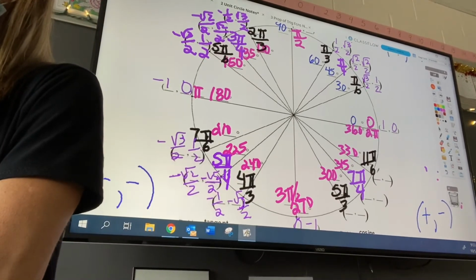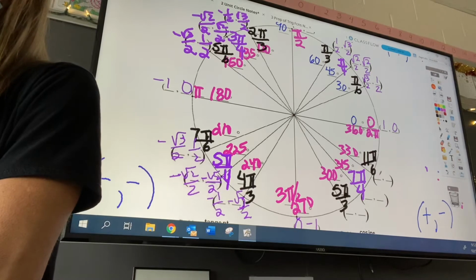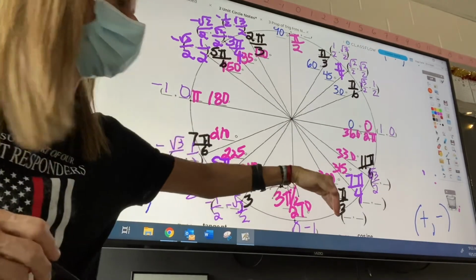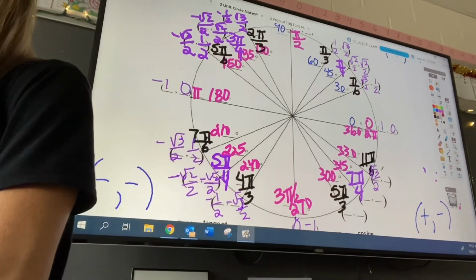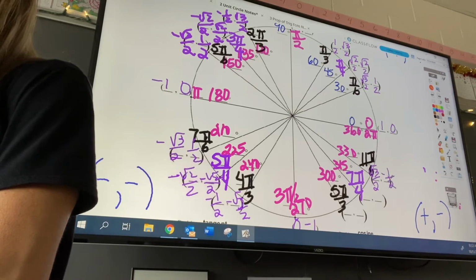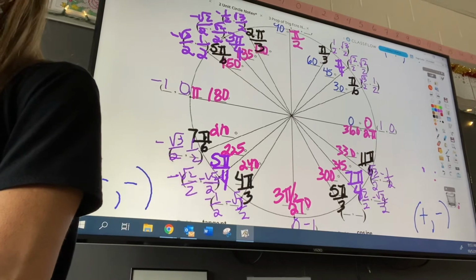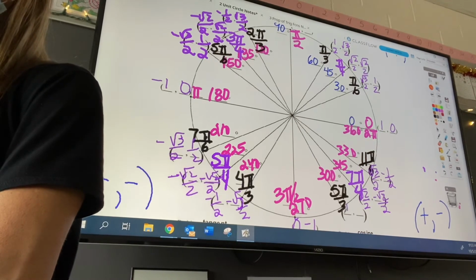Okay, so now the last quadrant, the x coordinate is positive. So that's gonna be root 3 over 2. However, the y coordinate is negative. So this is root 2 over 2, and then negative root 2 over 2. And then this is positive 1/2, and then negative root 3 over 2.